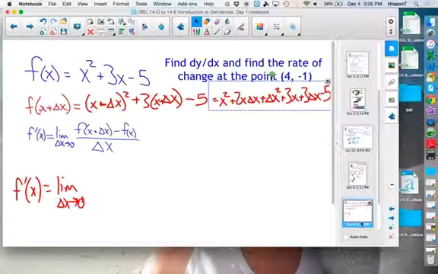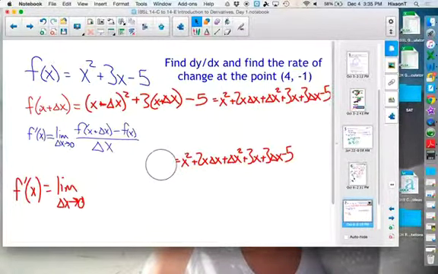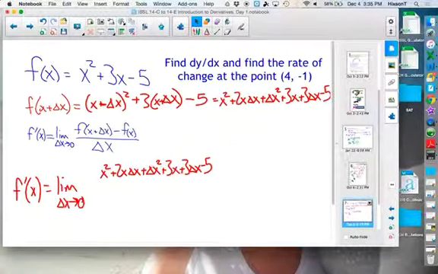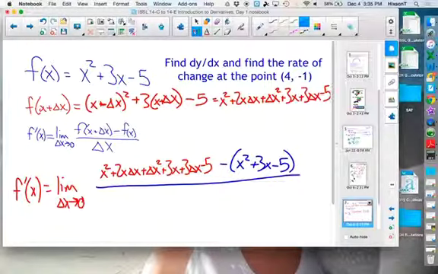So we would take that thing and plug it into our formula, and I'll cheat a little bit here. There we go. That minus x squared plus 3x minus 5, all over delta x. Notice here, when I simplify, x squared minus x squared is 0. 3x minus 3x is 0. Negative 5 minus a negative 5 is 0.